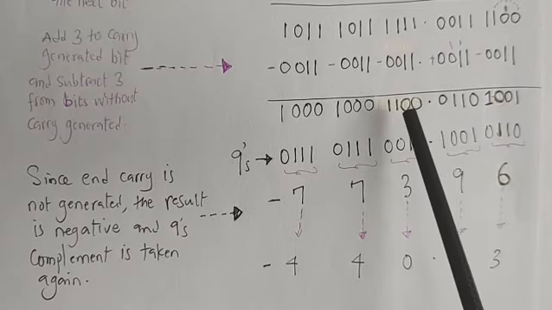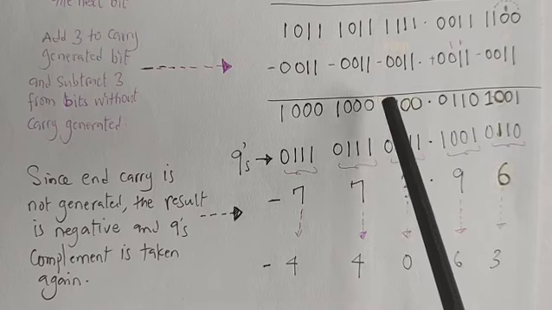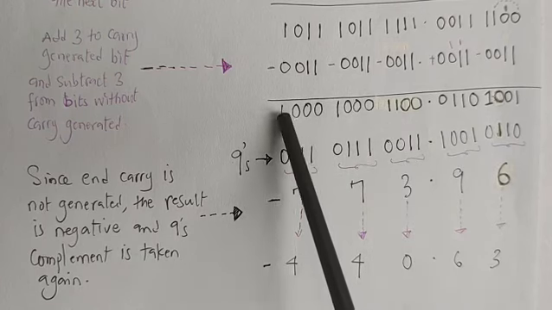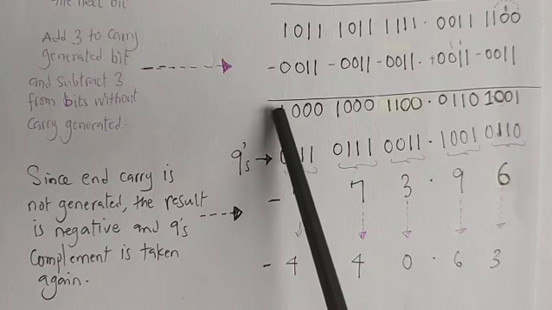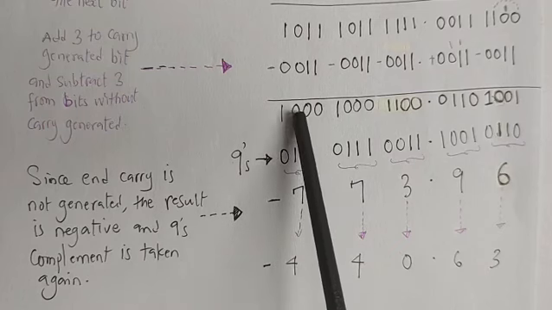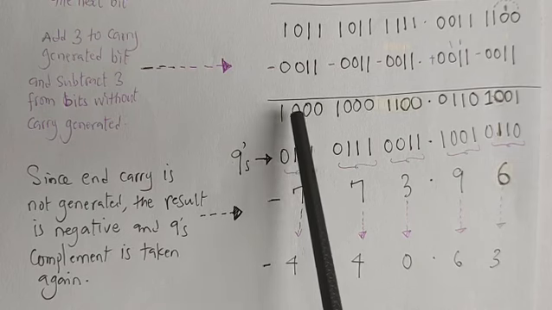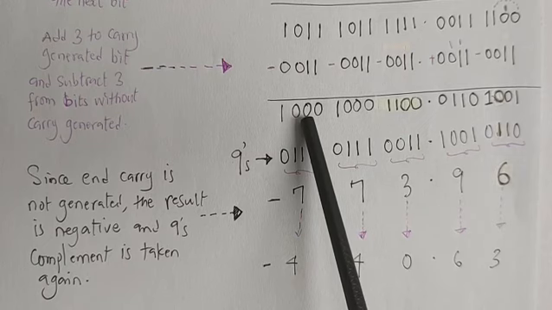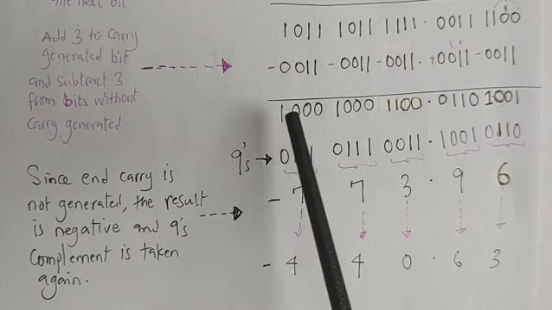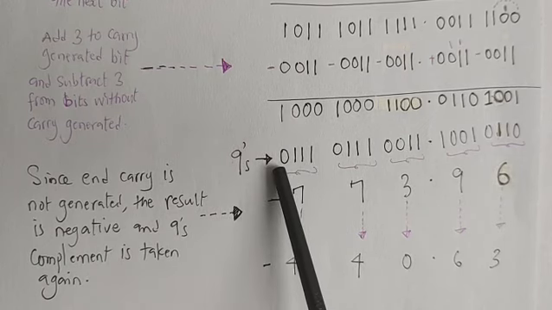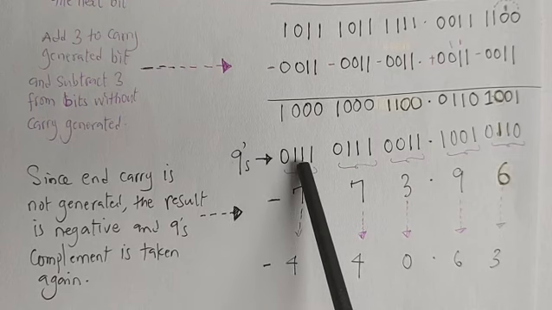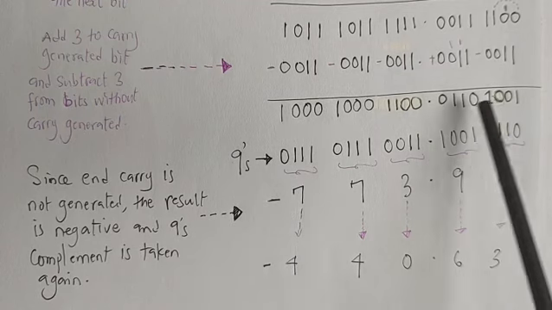So after obtaining this result, the next thing we need to check is if an end carry is generated. Now if an end carry is not generated, in this case we did not generate any end carry. It means after the last operation from the last segment, we did not generate any end carry. Okay, so in this case what we need to do is take the 9's complement again, because in this case it means the result is negative. So therefore we need to take the 9's complement of the result.